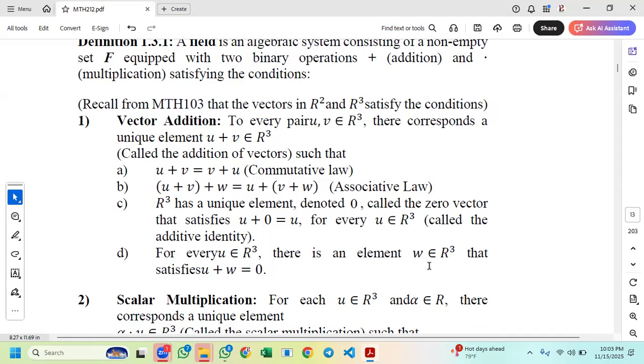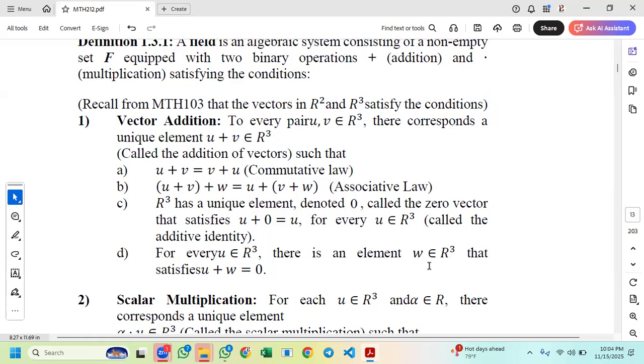So in vector addition, to every pair u, v in R^3, where capital R is the real numbers, there corresponds a unique element u plus v in the real numbers.